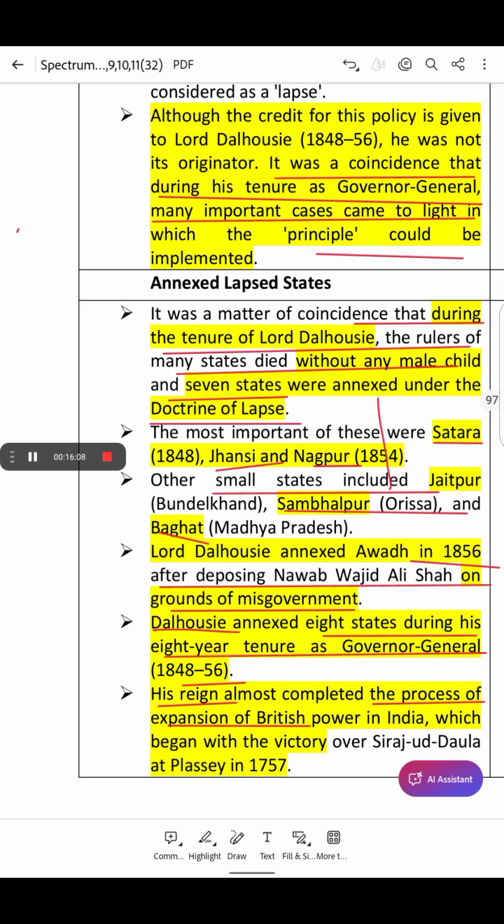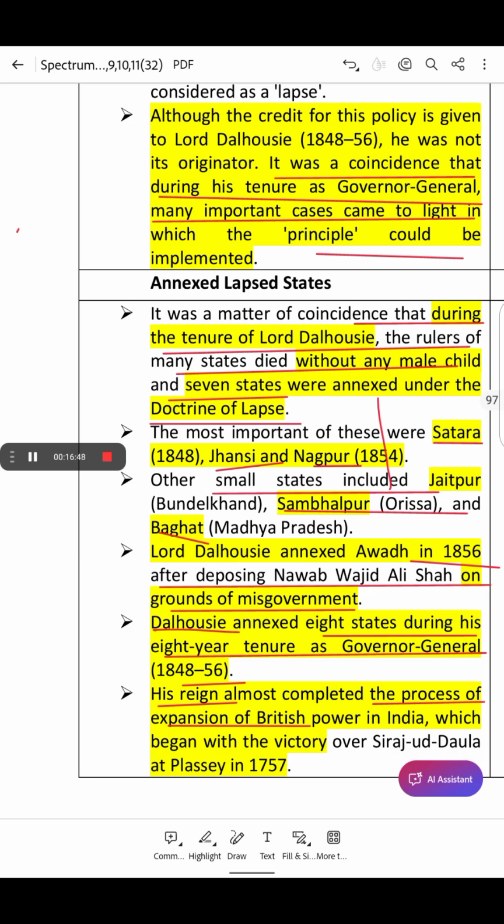Some may argue that it was a coincidence that many rulers died without heirs during Dalhousie's tenure. However, Dalhousie was determined to expand British rule and use the doctrine of lapse strictly. He annexed 8 states using both these policies and the excuse of misgovernment as well. Like Awadh, which was annexed in 1856 by Dalhousie on the grounds of misgovernment. So these all are the things.